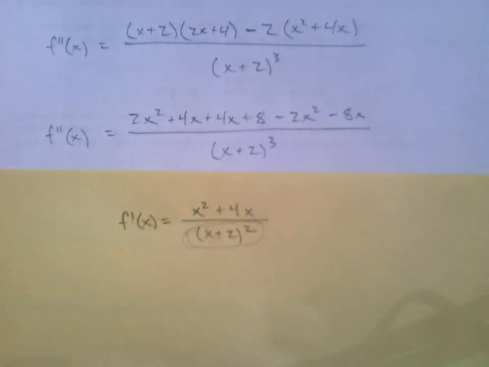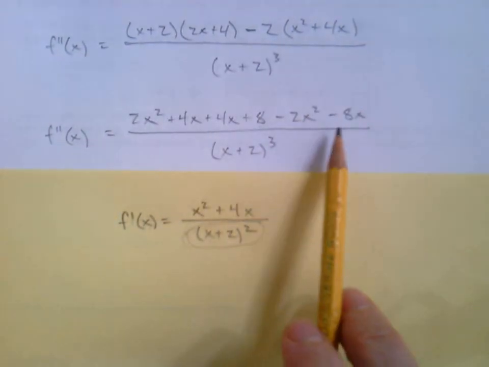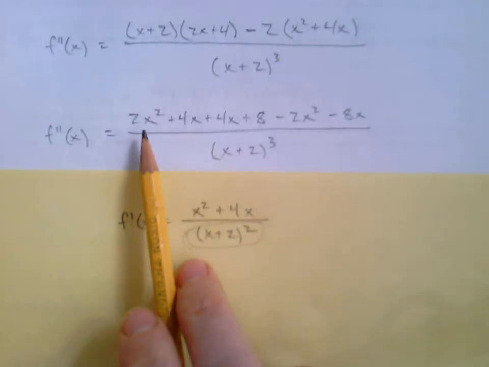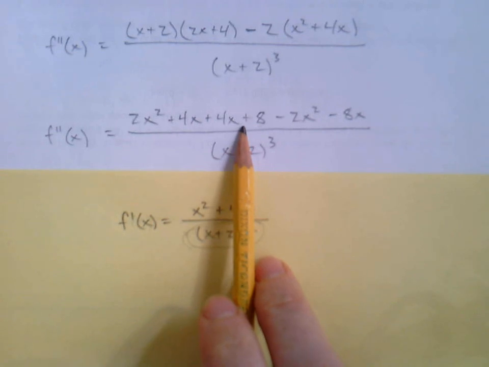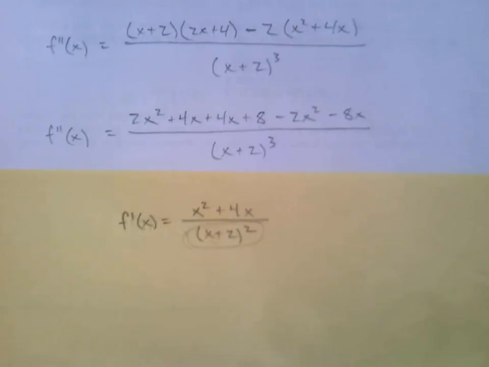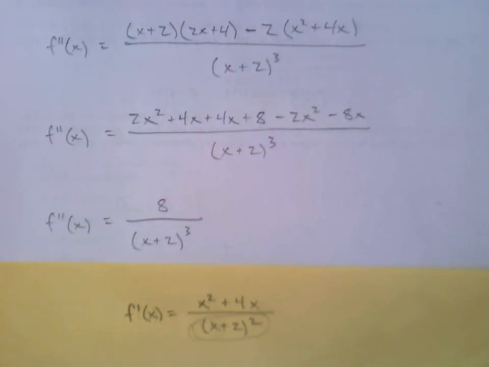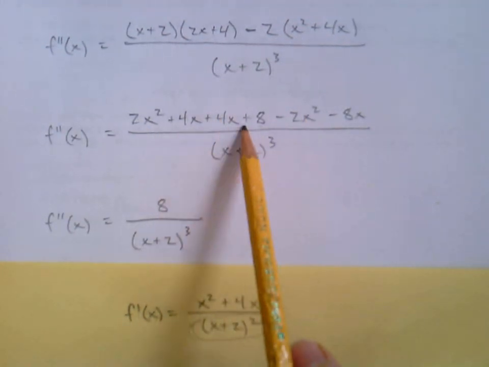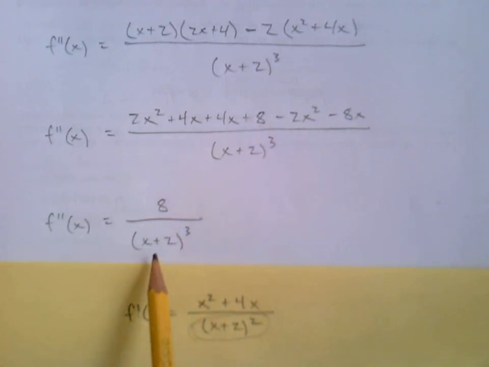Now let's go for it. We can FOIL, distribute, right? 2x squared plus 4x plus 8 minus 2x squared minus 8x over x plus 2 to the third. And if we clean that up, now this is unusual. I did not expect this to happen when I started the problem or this derivative, but lots of these things cancel out, and all we're left with is 8 over x plus 2 to the third. That is pretty incredible. Worked out well for us.